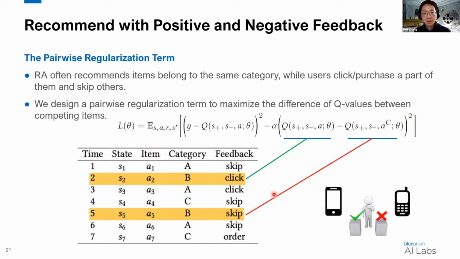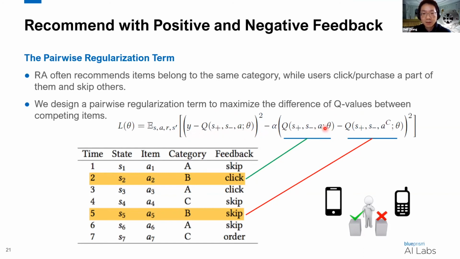And this is helpful because in recommender systems, similar to search engines, we care a lot more about the relative order of the items rather than the absolute score of the items. So it is found that you could add a pairwise regularization term to maximize the difference of the Q values between the clicked items and the skipped items.